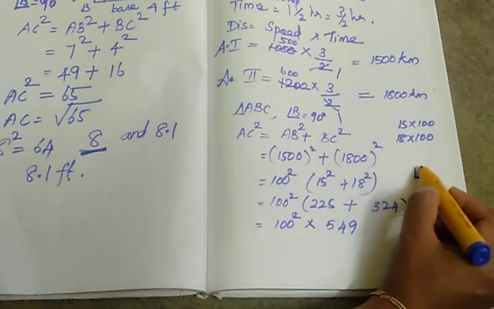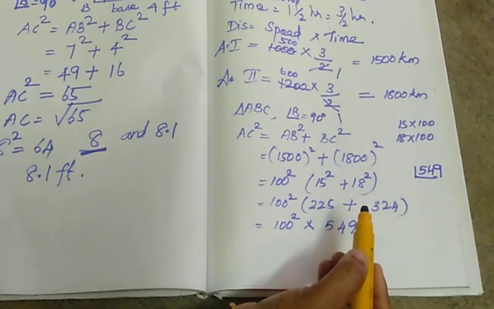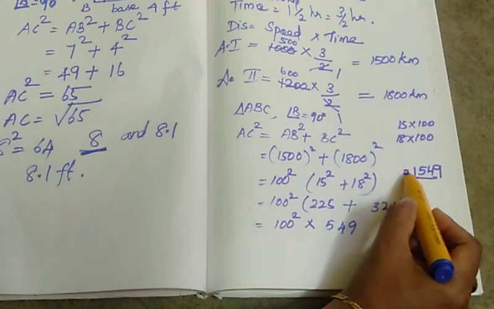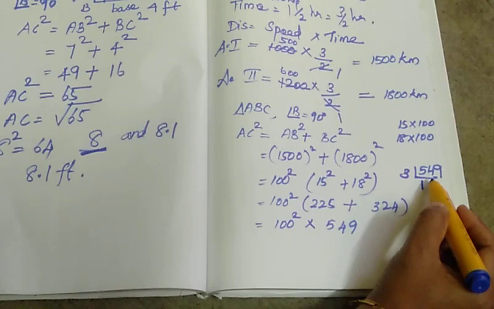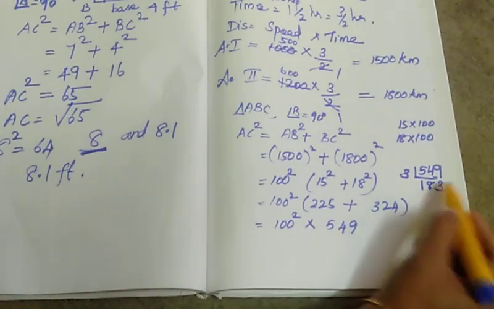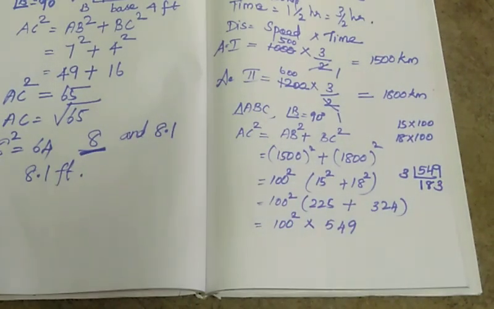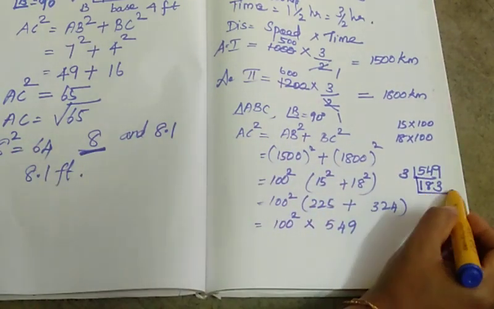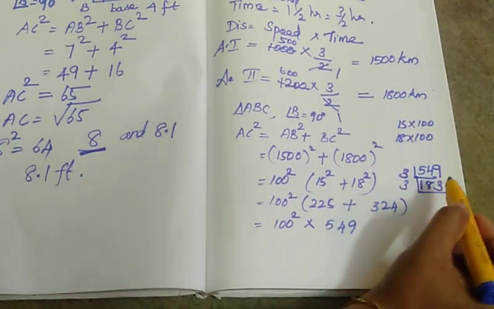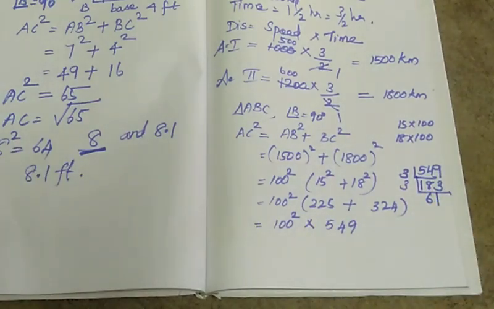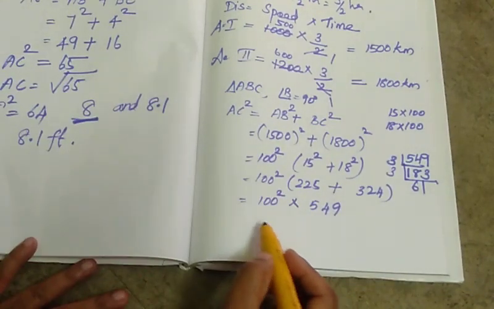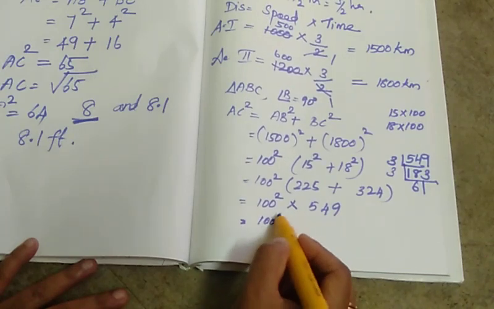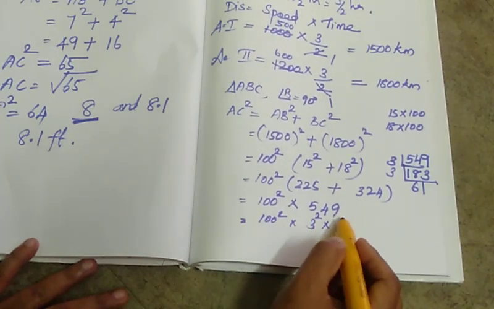Which number square do we need? So find the factors of 549. Which table? Third table. 3 1s are 3, 2 balance, 3 8s are 24, and 3 3s are 9. Next, again third table: 6 3s are 18, 1 3 is 3. So 61 is not a perfect square; it is a prime number. So we get 100 square into 3 square into 61.